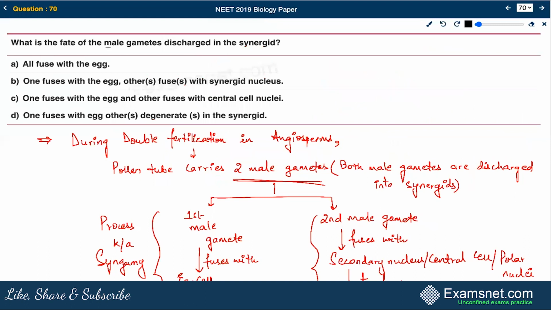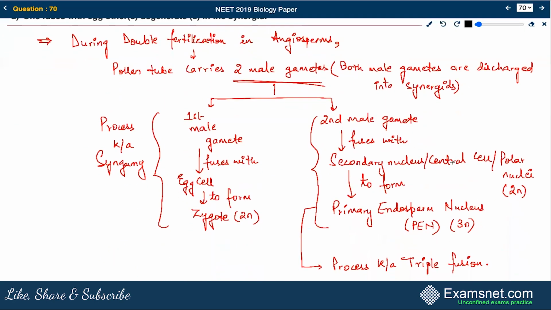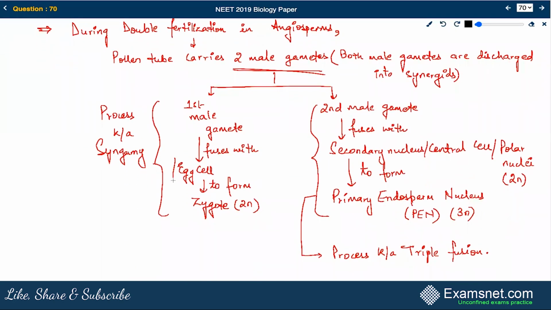All right, now let us take a look where the fusion has taken place. What is the fate of the male gamete that is discharged into synergids? All fuses with the egg? No. One fuses with the egg and the other fuses with the synergid nucleus. Again, this is also a big no. One fuses with egg and the other fuses with the central cell nucleus. Again, this is true. We have seen over here, one fuses with the egg cell and the other fuses with the secondary nucleus, which is also considered to be central cell or polar nuclei.